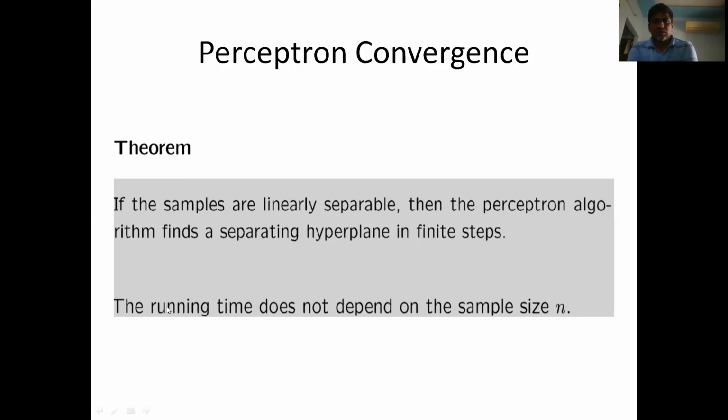And it also specifies that the running time does not depend on the sample size n. Okay, so somehow it always converges if the inputs are linearly separable. So that is what the perceptron convergence theorem says. Actually, there is a proof for this also, and we don't have it in our syllabus. So I'm just mentioning the theorem over here. We don't need to learn the proof for this theorem.